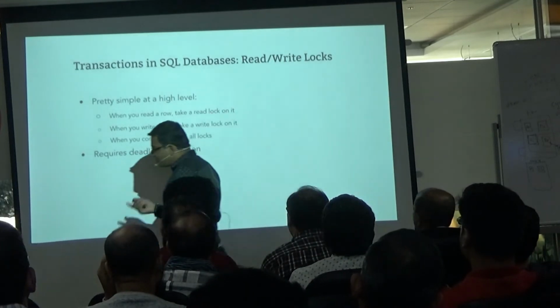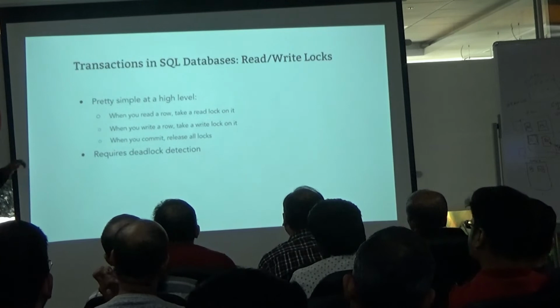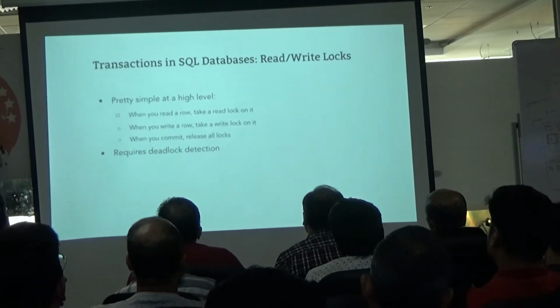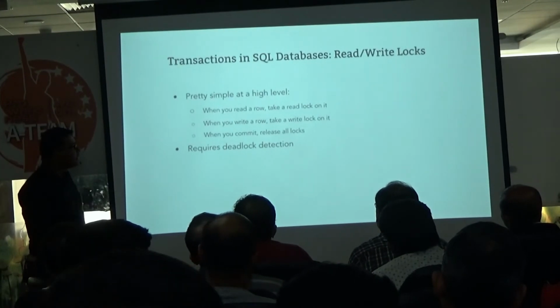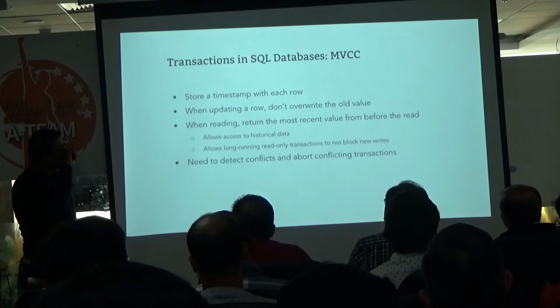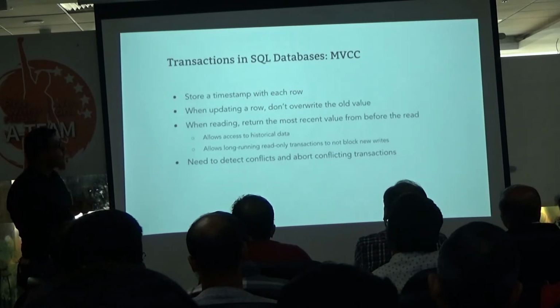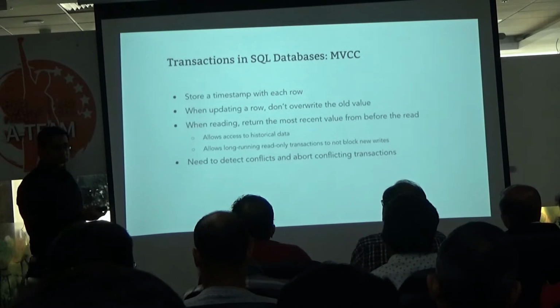So how do you achieve serializability? If you have studied, two-phase locking is the default mechanism by which you achieve serializability, just that there is deadlock detection. So this is one of the other two things. Multi-version concurrency control: how do you obtain, say, snapshot isolation?